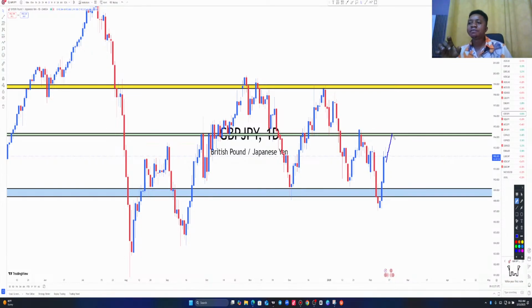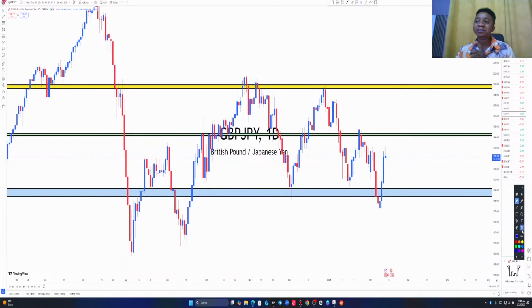So GBP JPY, I will make a decision on this pair when price makes contact with the lower high here on the daily. When price makes contact with the lower high here on the daily, then I'll be able to decide whether price will drop down or will break and continue going all the way to the upside.